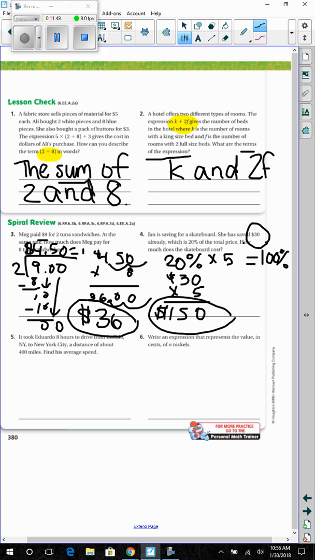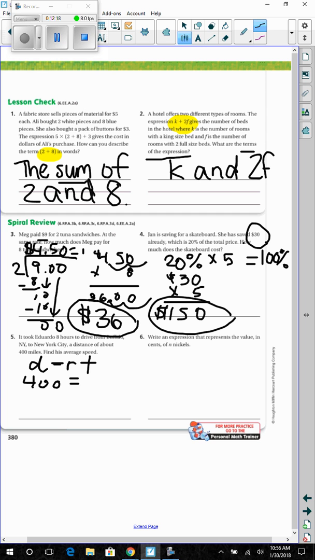Number 5. It took Eduardo 8 hours to drive from Buffalo, New York to New York City, a distance of about 400 miles. Find his average speed. Anytime we use these problems, we use the equation distance equals rate times time, so d equals rt. So how far did they drive? The distance was 400 miles.